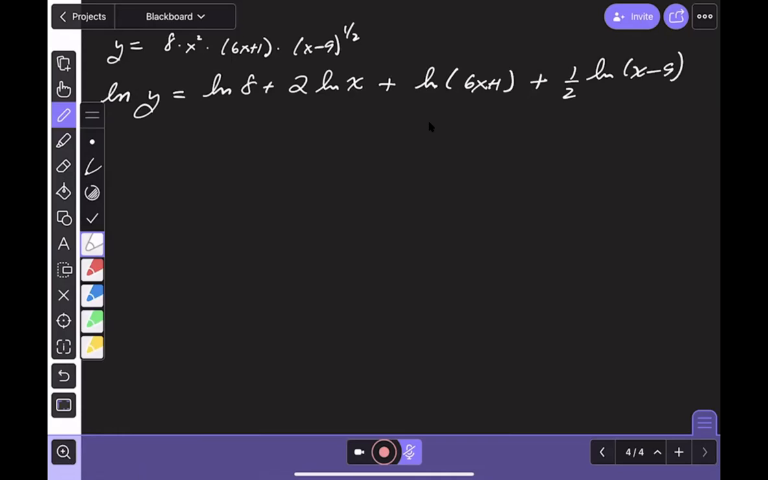All right. Now someone says this looks like a nightmare to me. It looks like you took a problem that was simple and you wrote down something that's much more difficult. Well, maybe so, but the bottom line is this is far easier to differentiate now. So the derivative of the left side is going to be 1 over y dy dx equals the derivative of natural log of 8, a constant, which is going to be 0. The derivative of 2 times natural log x is going to be 2 over x.